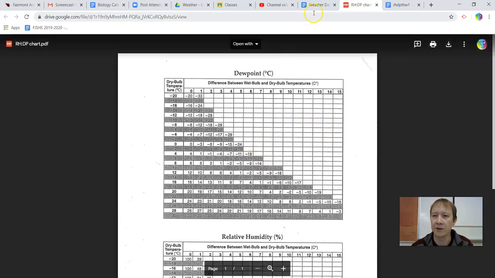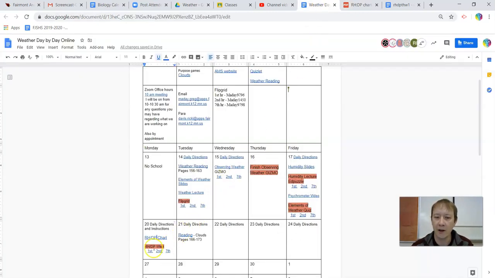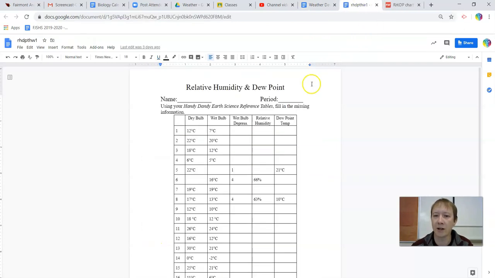so that way you can see going back and forth. If I go back into the weather day by day, you're going to click on your class period for the worksheet. All right, so this is what the worksheet looks like. It's the relative humidity and dew point at the top. Don't worry about typing your name in or your class period. Those will come in automatically when you submit it through Google Classroom.